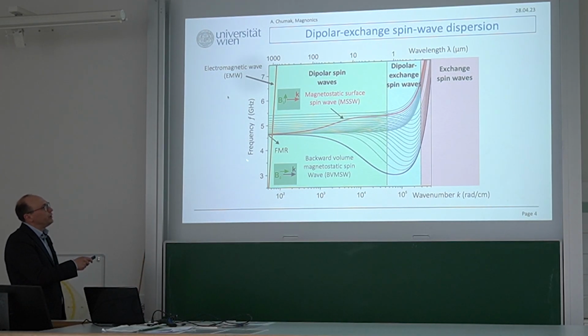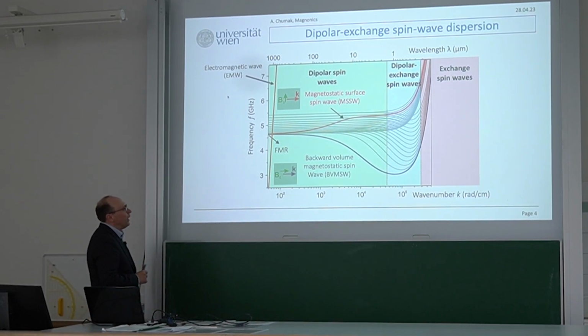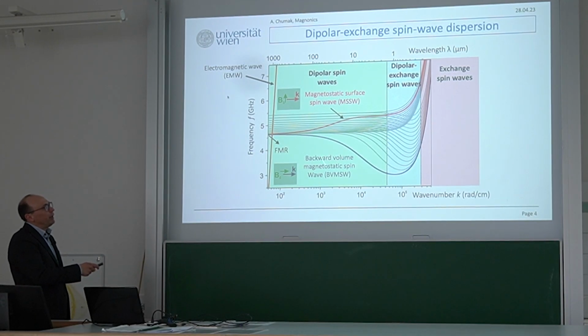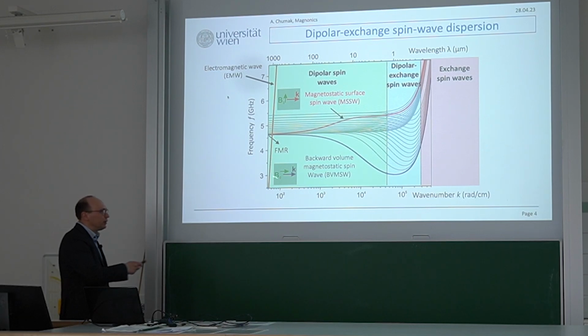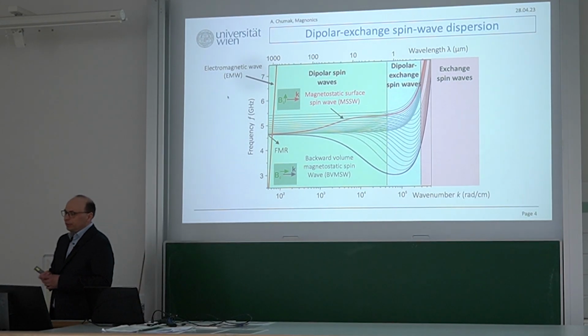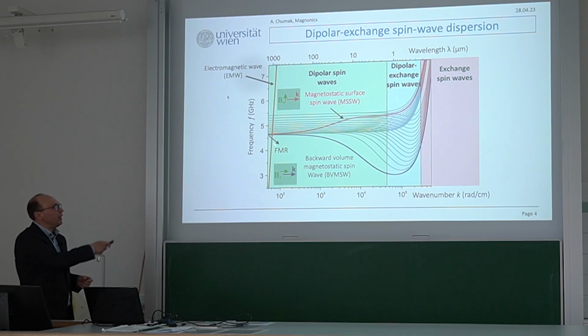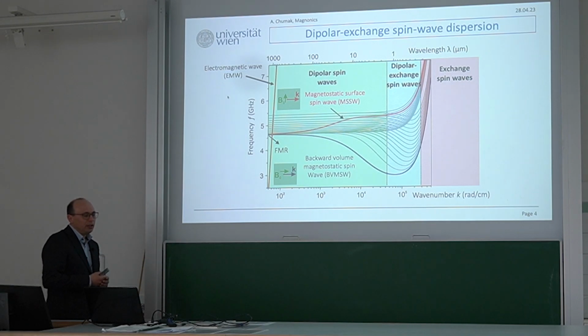If you go to the frequencies in gigahertz range, like it's shown here, this dispersion is not calculated, this is just placed here approximately. And first what we see comparing dispersion for spin waves and for electromagnetic is that electromagnetic has a very small k, which means that it has large wavelengths. So for 10 gigahertz, the wavelength of electromagnetic wave in air should be 3 centimeters.